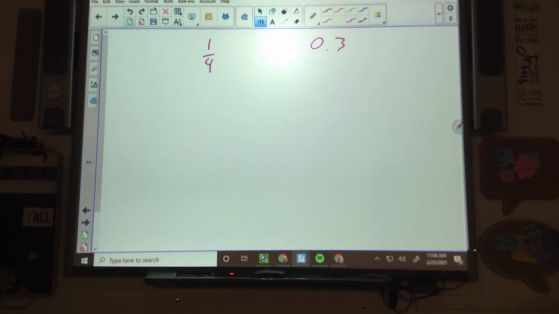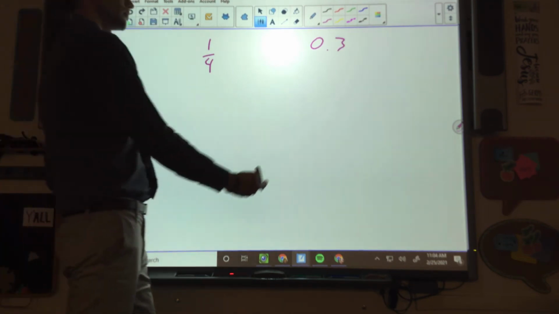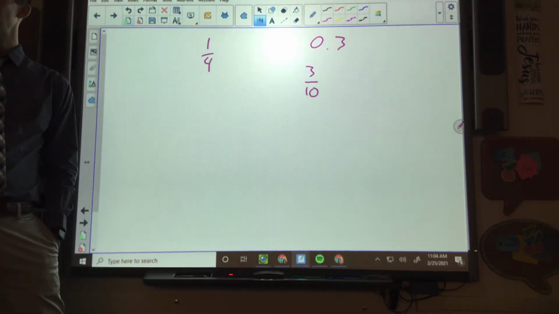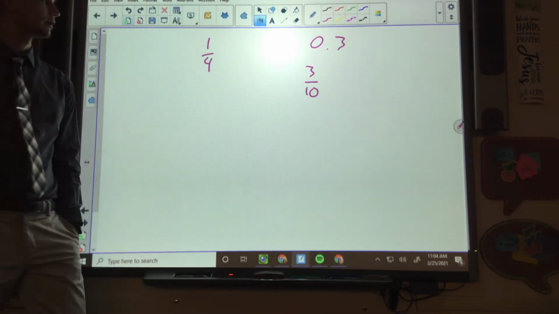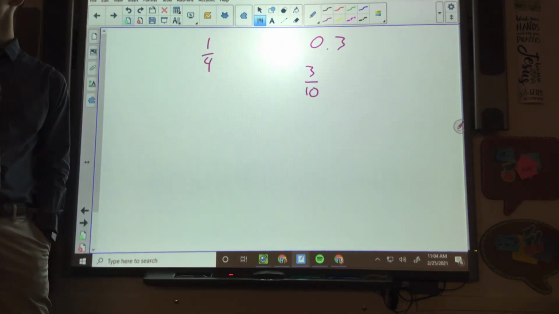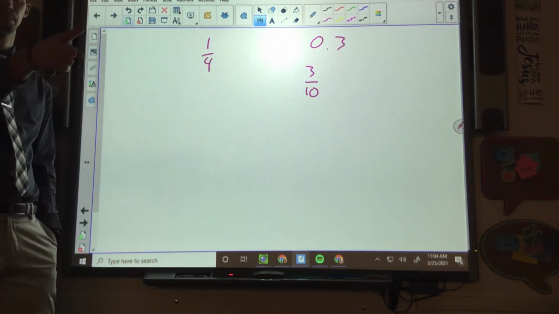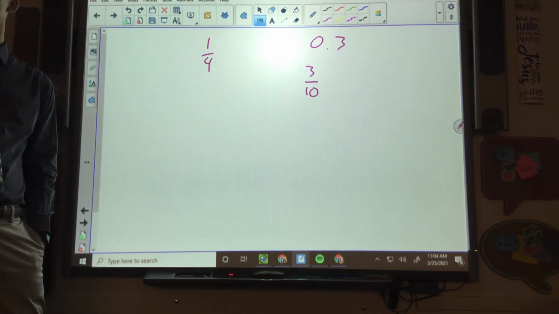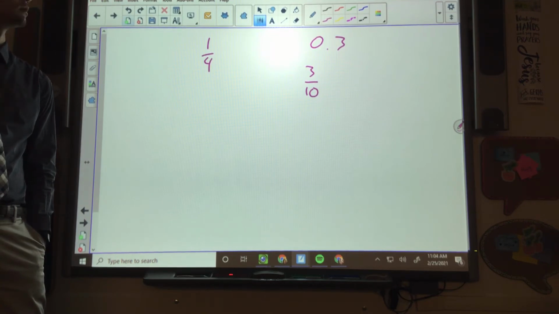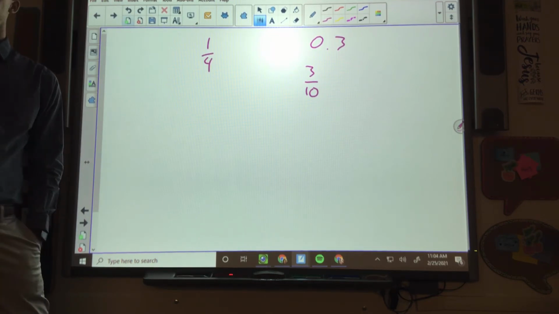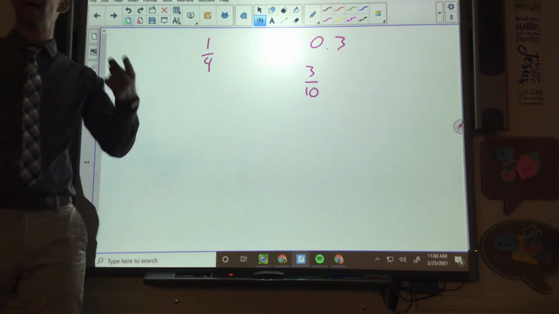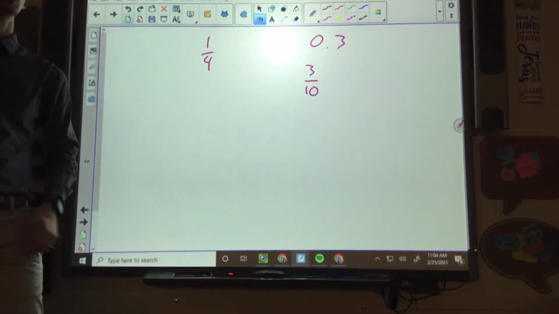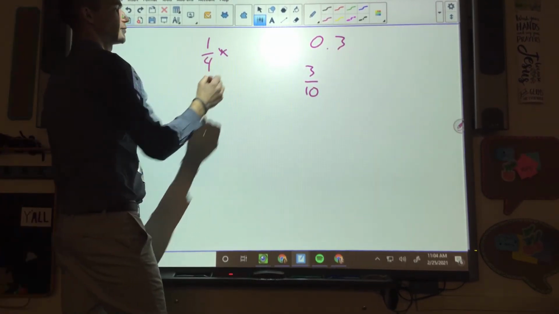So 0.3 as a fraction is 3 over 10. Okay, now what do we do? We're going to have to get a common denominator. What's the common denominator between 10 and 4? 2 is not the common denominator. That's if you're dividing both of them, you could do it. Common denominator means what's the smallest number that both go into? 20, yep.